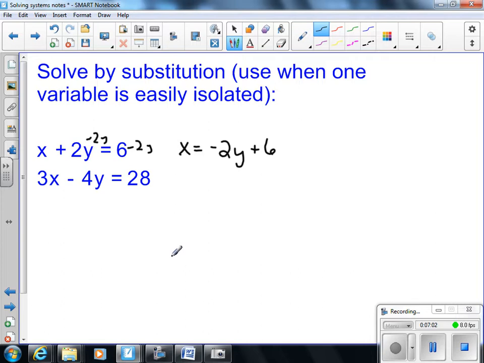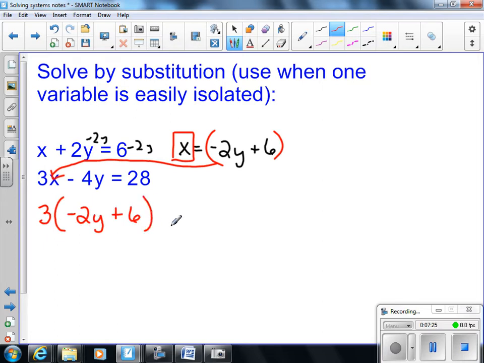Okay, then in the second one, who is going to come out of the game? X is coming out of the game. Just the x. So in place of x, what are you going to put? Right, and I need to put it in parentheses. So I'm going to have 3 times negative 2y plus 6, minus 4y equals 28. Everybody else stays the same. You're just substituting in whoever is going in for Mr. X.